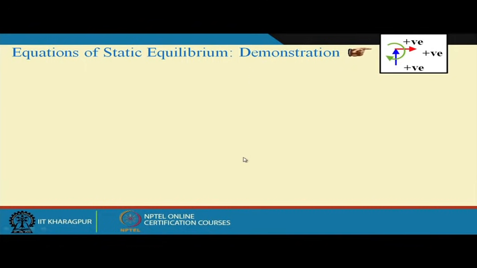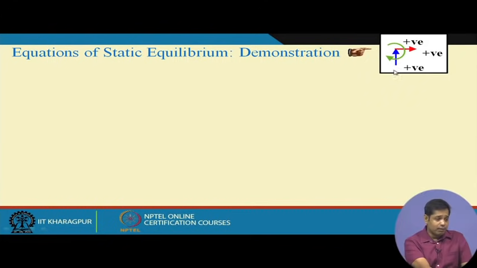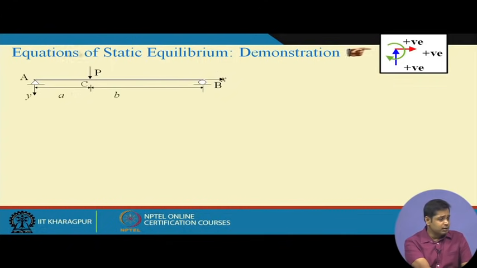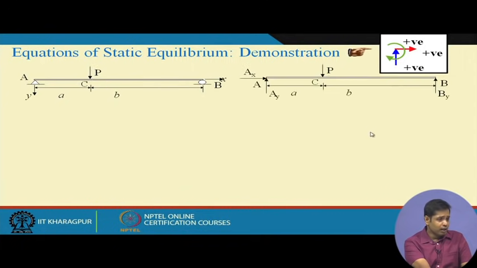When we demonstrate the usefulness of the static equilibrium equations, this is the sign convention we are using. But remember, this sign convention and the sign convention I mentioned while drawing the free body diagram are different. The free body diagram sign convention we will discuss later in subsequent classes. For this, the sign convention is: forces in this direction and in this direction are taken as positive, and clockwise moment is taken as positive. Quickly, suppose this is a simply supported beam subjected to a vertical concentrated load at C. Now, this is the free body diagram.